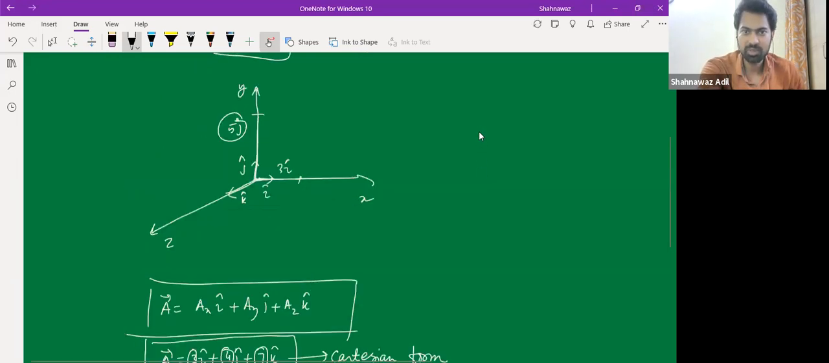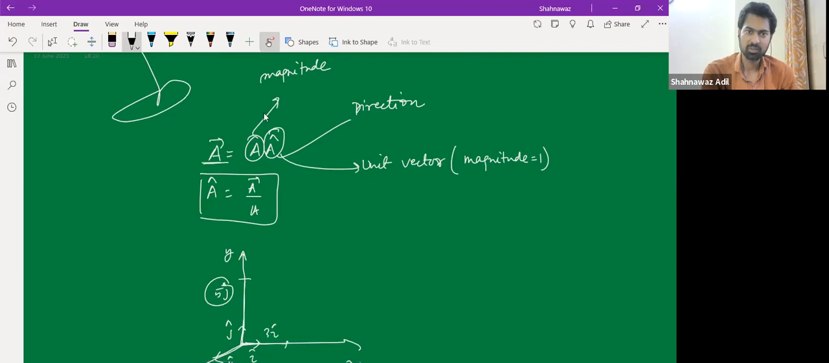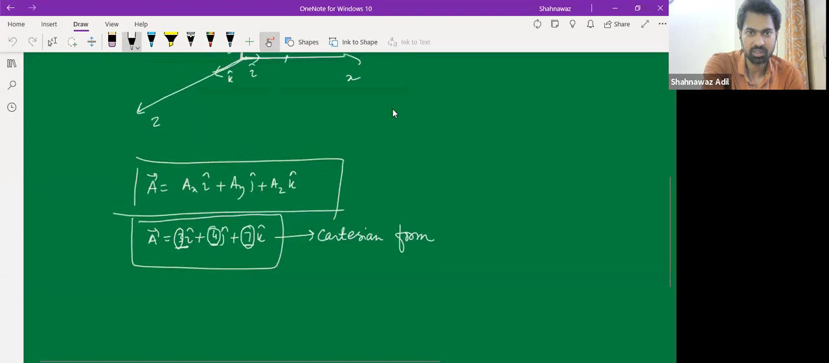To recap the previous part that I was telling Akib, a vector has two components: the magnitude and the direction. This A hat is called the unit vector, because its magnitude is 1. I was telling Akib that in this class I would be focusing only on the numerical solving part. I will try to work on your numerical skills, and that would be my goal in this class.